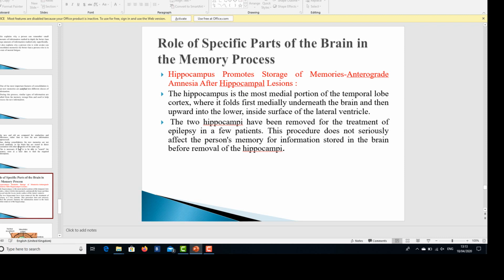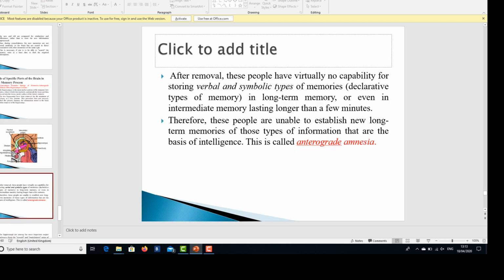The two hippocampi have been removed for treatment of epilepsy in a few patients, and this procedure does not seriously affect the person's memory for information stored in the brain before the removal of the hippocampi. After removal, these people have virtually no capability for storing verbal and symbolic types of memories, that is, the declarative types of memory, in long-term memory or even in intermediate memory lasting longer than a few minutes. Therefore, these people are unable to establish new long-term memories of these types of information that are the basis of intelligence, and this is called anterograde amnesia.